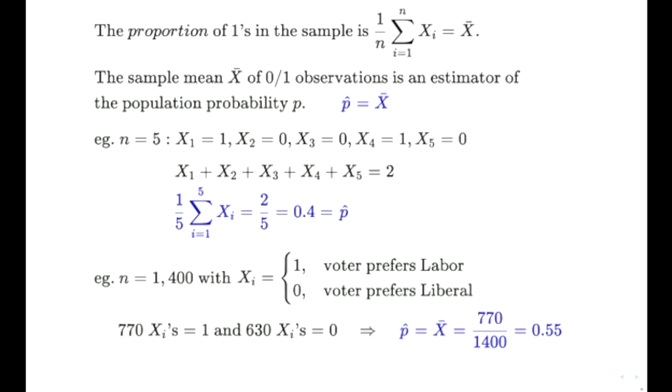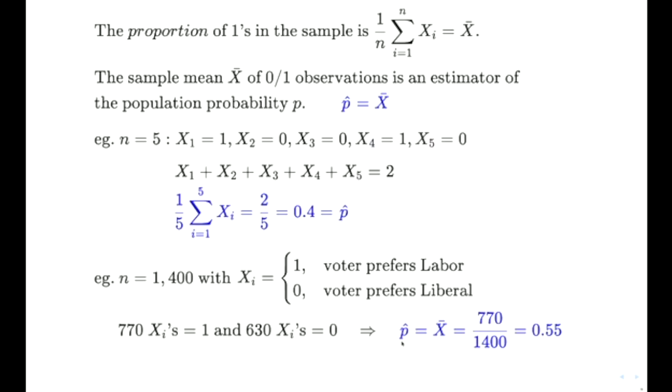If you could imagine what this would look like in the case of the opinion polling, what we would have, as I've mentioned, is 1,400 zeros and ones here. And for example, you might have in the spreadsheet 770 of the x's being equal to 1. They're those who said Labor. And 630 x's being equal to 0. They're the ones who said Liberal.